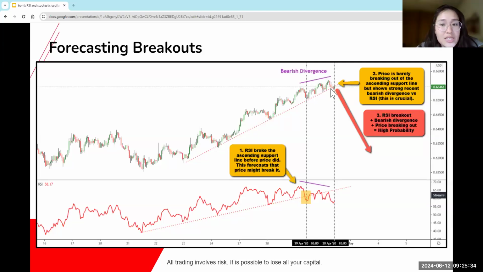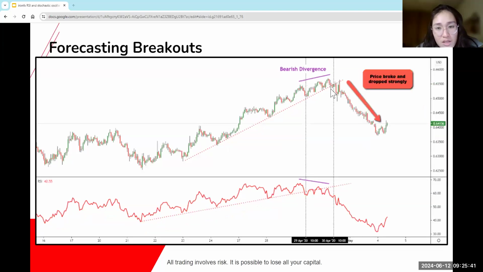So it suggests that there is a high probability that price is going to break out of this ascending trend line. You can see after that that price broke and dropped strongly. Okay, so just as we expected, right after this bearish divergence, price broke out of it and dropped strongly from this trend line.